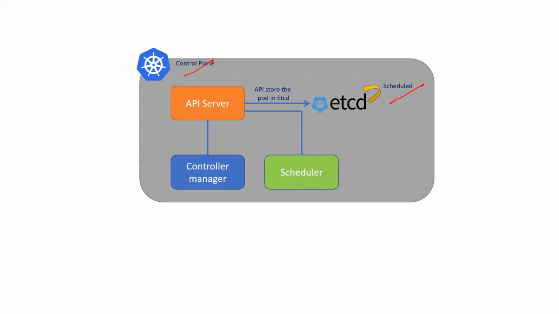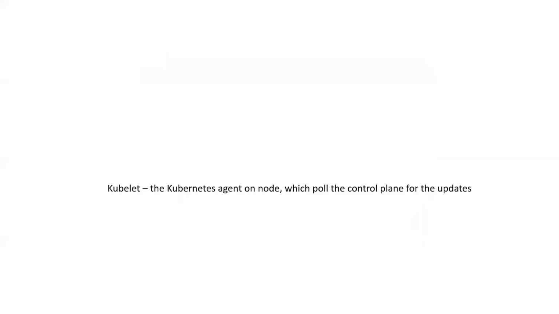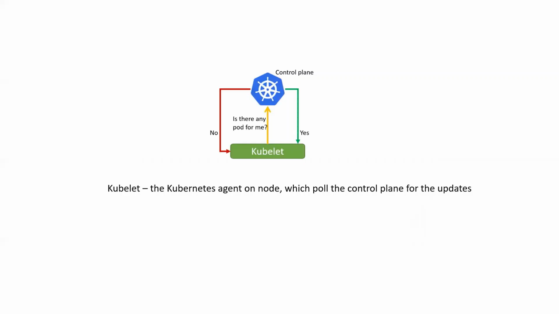So far we have just given the definition and stored it in etcd. The next important component that comes into the picture is the kubelet. As we know, it runs on the workers, on each node. What the kubelet does is keep asking the control plane, is there any pod for me? It's funny, but it keeps checking the status: is there any task for this particular node?